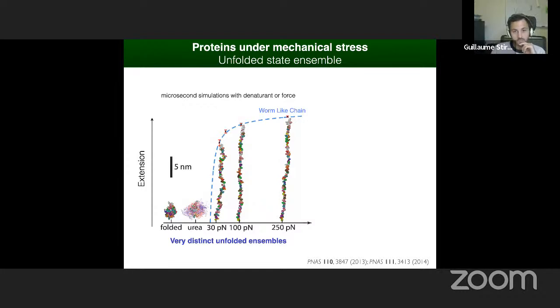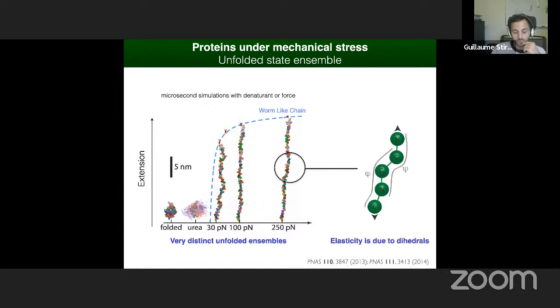blue curve, and it's typically following a worm-like chain model, which is a very simple and popular model in polymer physics. And basically, within this worm-like chain model, what we showed is that what gives the elasticity to a protein is basically the dihedral angles. So at least under this range of forces, tens, hundreds of piconewton, what you probe and what you extend is really the dihedral angles, the backbone dihedrals, and you don't extend bonds, you don't extend angles, you're just playing basically with the elastic properties of your dihedrals.